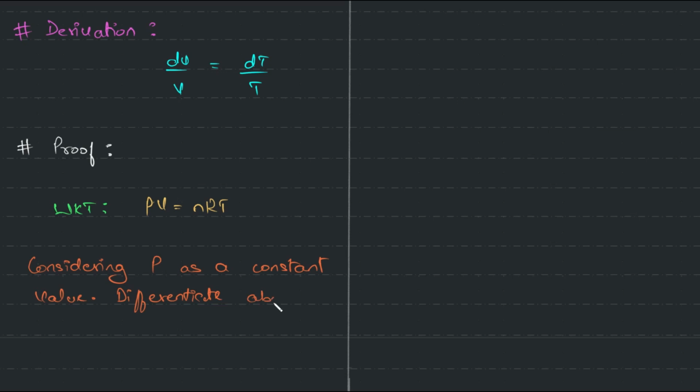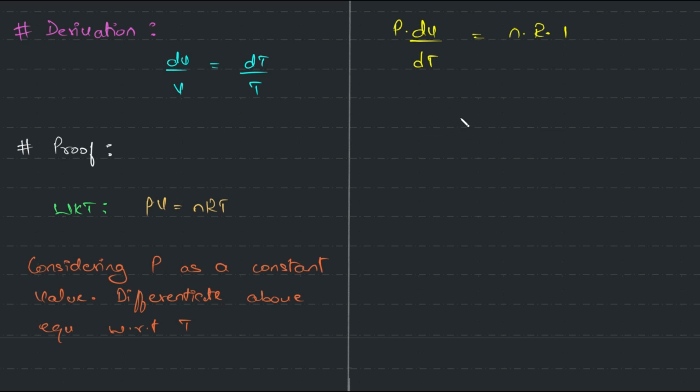Differentiate the above equation with respect to T. So what do we end up with? Remember, P is a constant. The derivative of this is temperature dependent, and N into R into the derivative of T is 1, dT by dT, right?